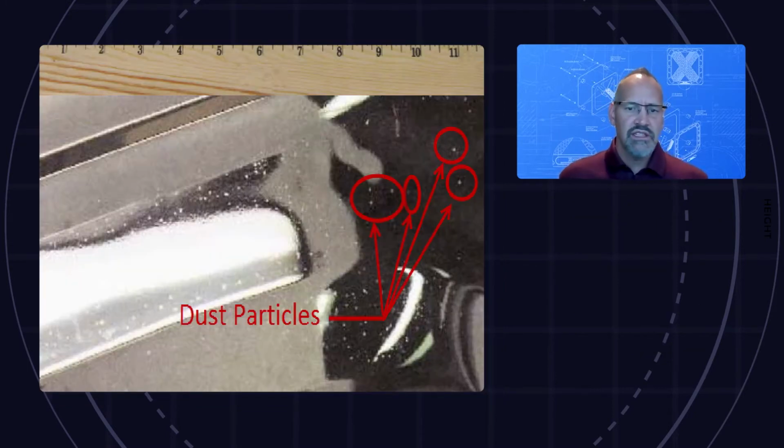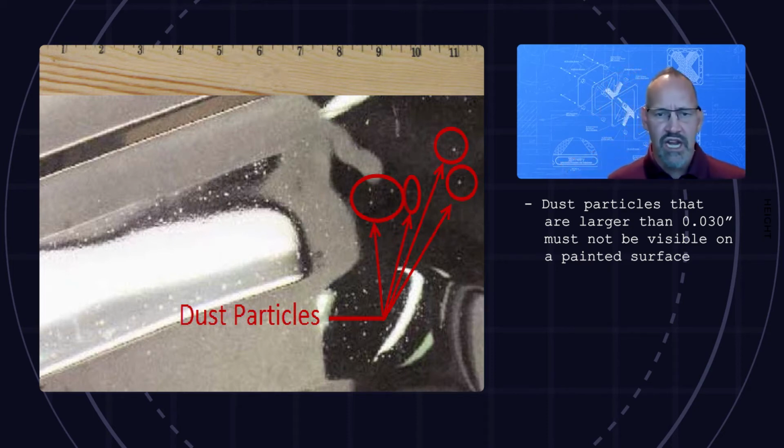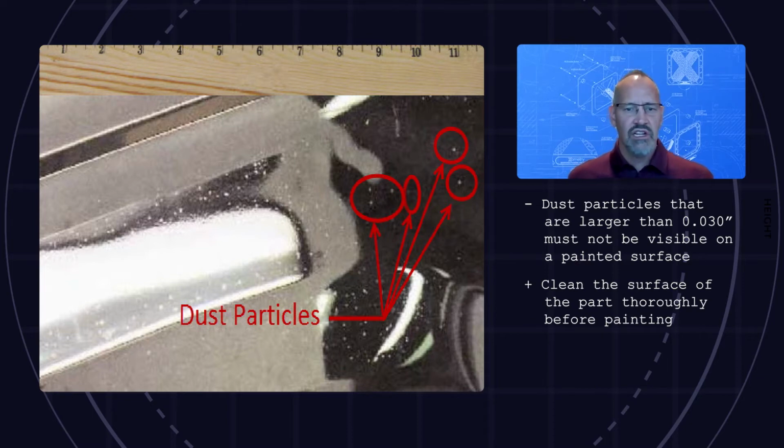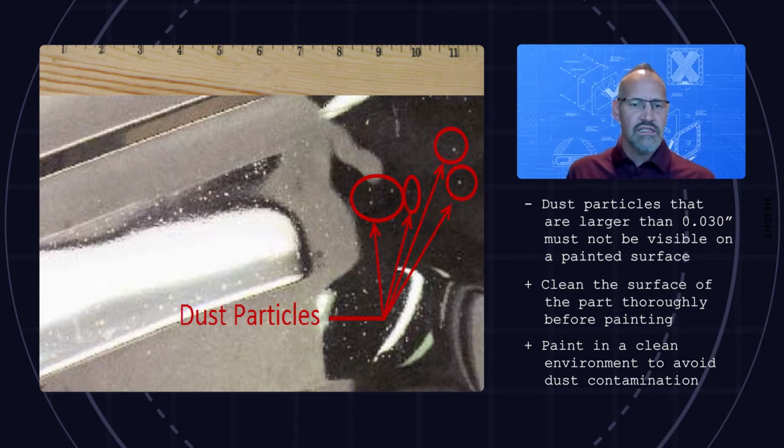Here in image 3 is an example of dust particles. Dust particles that are larger than 30 thousandths of an inch may not be visible on a painted surface and are not permissible for this workmanship standard. Be sure to take care to clean the surface prior to painting and apply any paint in a reasonably clean space to avoid dust contamination.